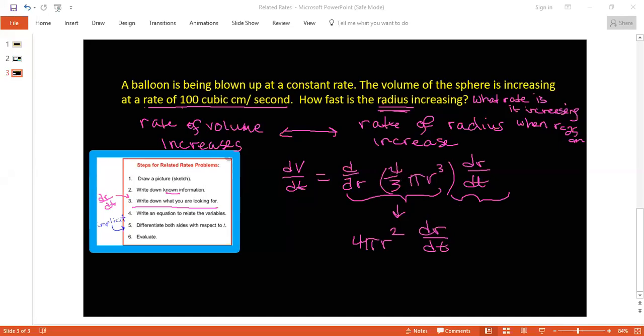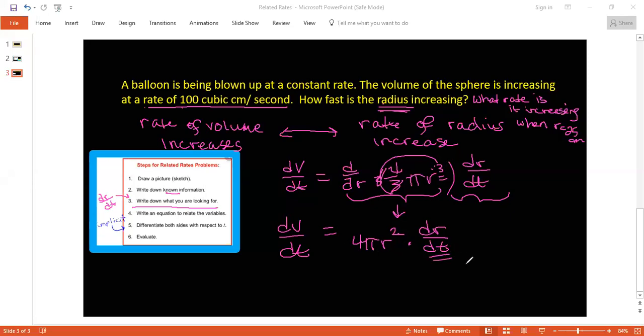So make sure you know how I got that. The 4/3, you're going to go ahead and multiply that times 3. They cancel, minus 1, and that gives me the 2. So that's going to give me 4 pi r squared dr/dt. And so far, we're at dV/dt is equal to this.